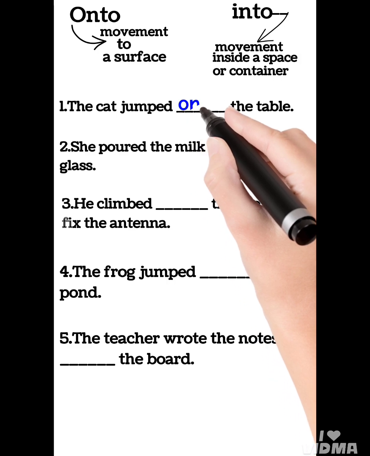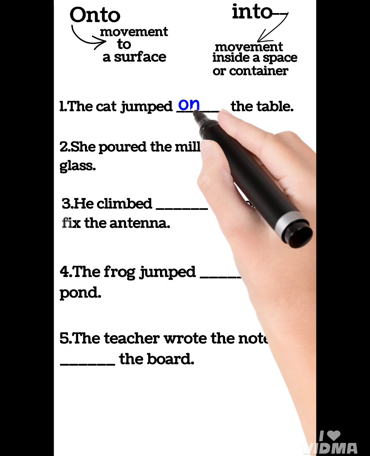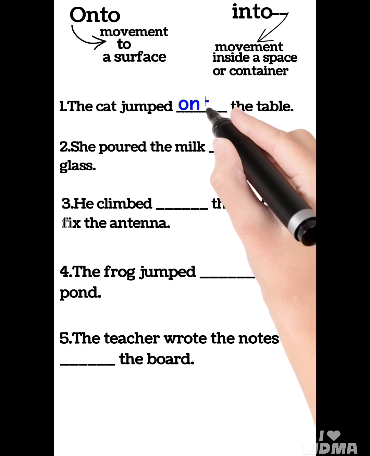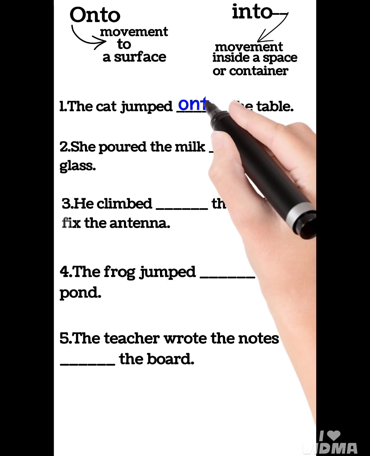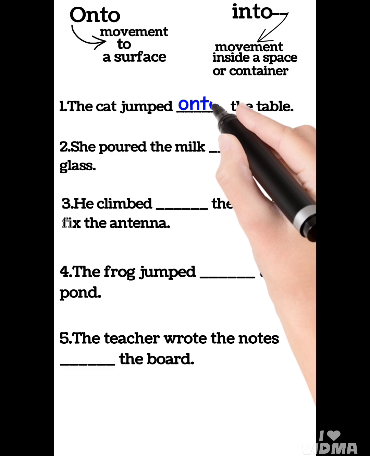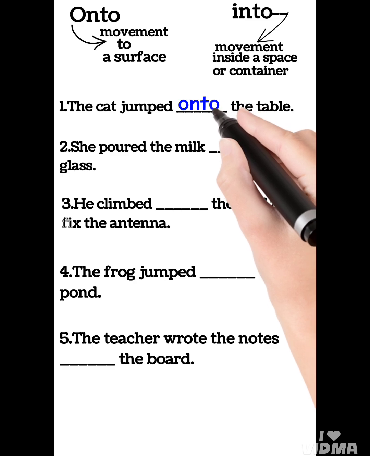Look at these examples. Here, the cat jumped onto the table or into the table? Onto the table. Why onto? Because the cat moves to the top surface of the table, when something lands on a surface.